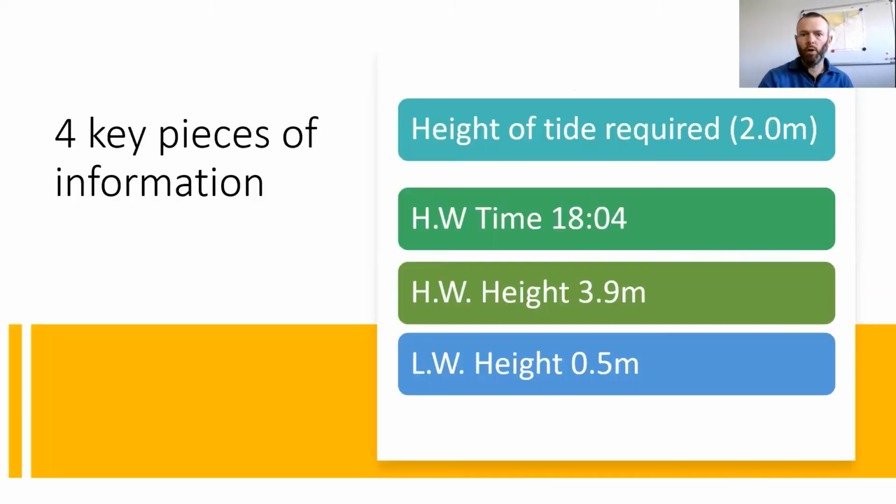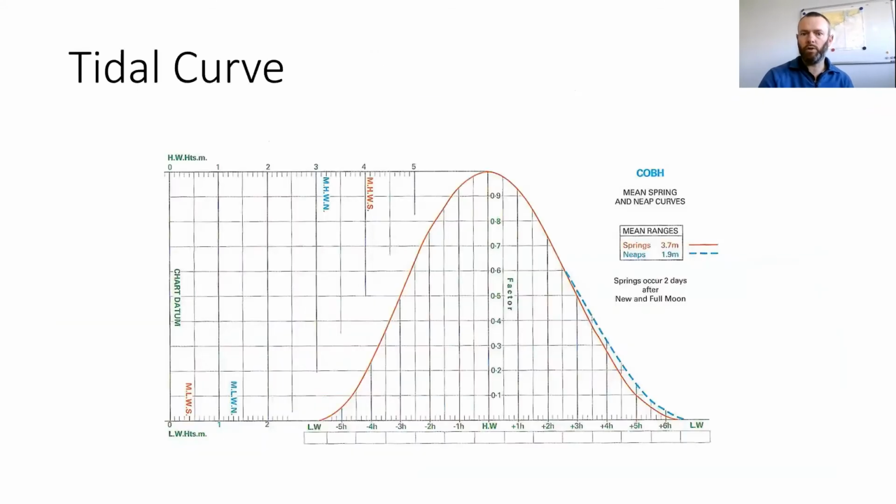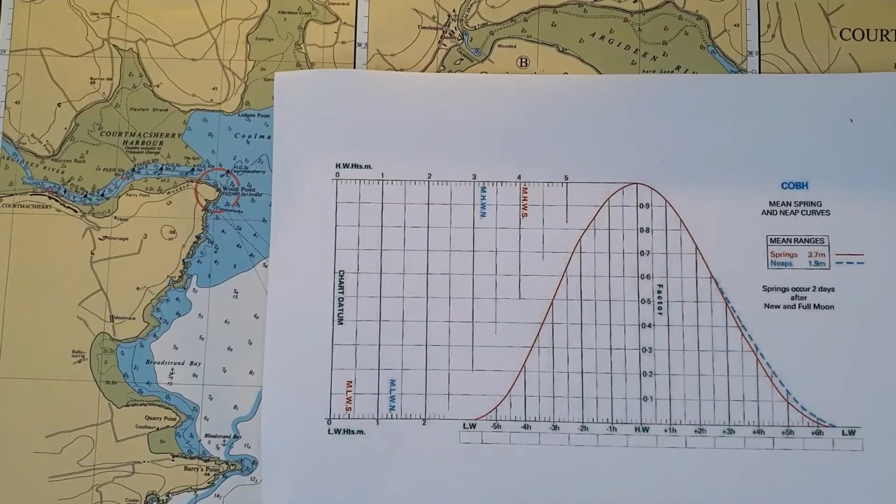So in total, we're going to have 4 key pieces of information now. We're going to know that our height of tide required is 2 meters. We know our high water time today is 18:04 and its height is 3.9 meters. And we know that low water height is 0.5 of a meter. So with those 4 bits of information, we can now go to our tidal curve, enter in that information, and that will give us a time at which we can safely enter Courtmacsherry.